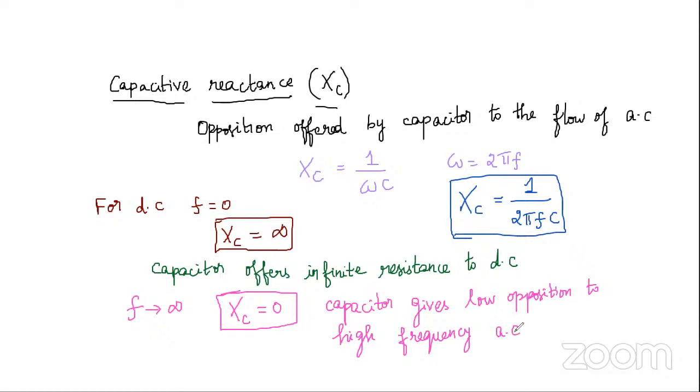Then the next thing is when you insert a dielectric in between the plates of the capacitor. What happens? Xc decreases, because Xc is inversely proportional to C, as is obvious from this equation. When you insert a dielectric, C increases. When C increases, Xc automatically decreases due to the inverse proportionality. So these are the concepts related to capacitive reactance.